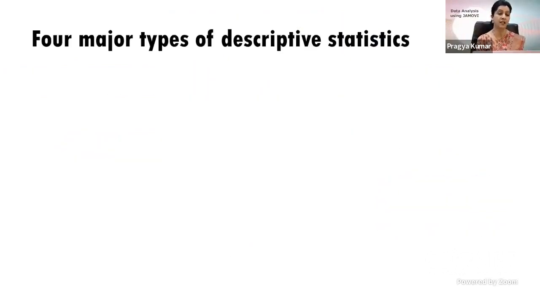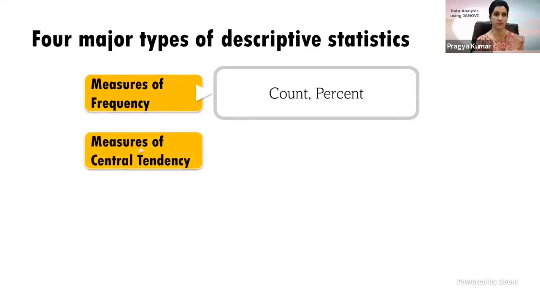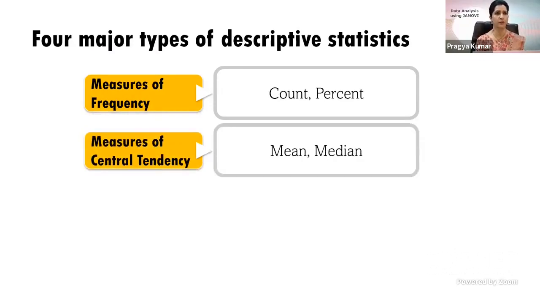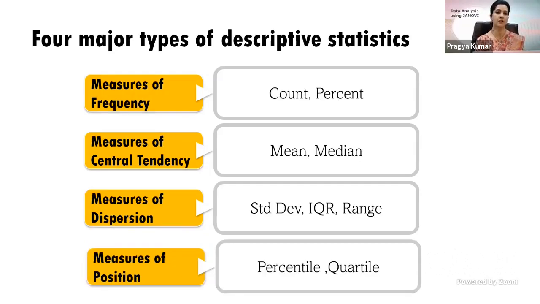I said that there are basically 4 major types of descriptive statistics. The first is the measure of frequency, and we express it in the form of count and percentage. The second is the measure of central tendency, and we all know that mean and median are measures of central tendency. Then there is the measure of dispersion: standard deviation, interquartile range, and range are the measures of dispersion or variability. And then there are measures of position. Percentile, quartile, decile, centile, all these are measures of position. When we see the 5th, 95th, 50th, the 50th position is the median.